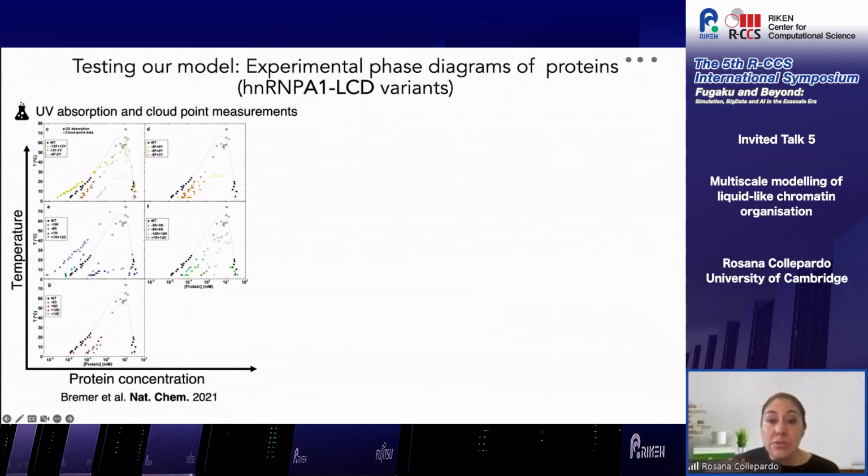When we tested this model, we were able to use experimental data that provided quantitative phase diagrams in the space of temperature versus protein concentration for a wide range of proteins, variants of the hnRNPA1 protein, which has served as a kind of gold standard to test computer models to see how well they do.